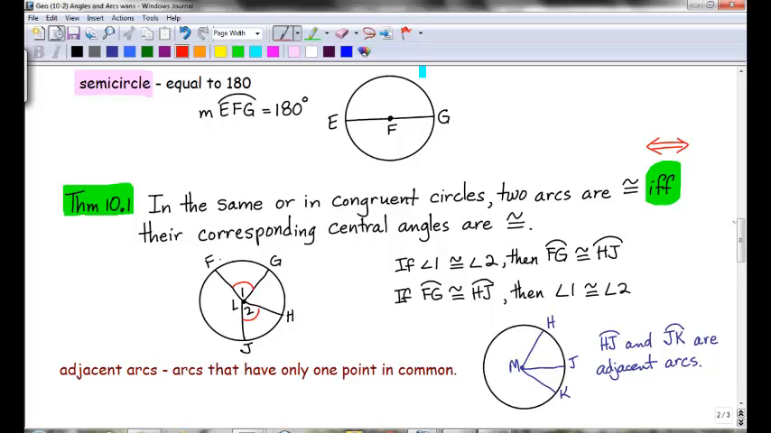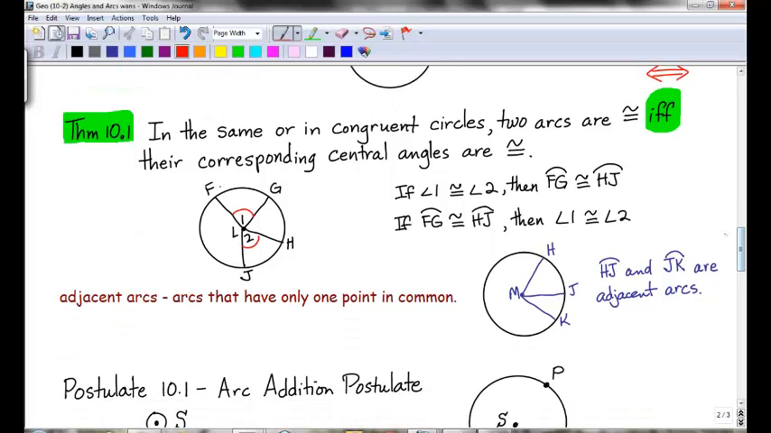The next thing is adjacent arcs. Adjacent arcs are arcs that have only one point in common. Here's an example. Draw a picture. M is in the center, and then H, J, and K. HJ is an arc, JK is an arc. They are adjacent because the only point in common is the J. There's only one point in common.